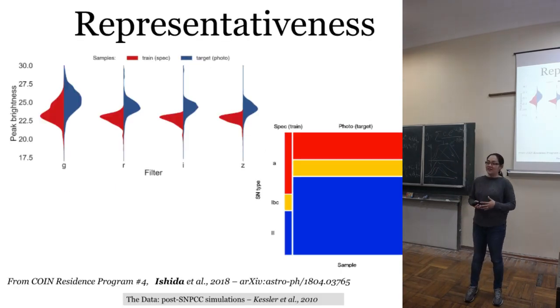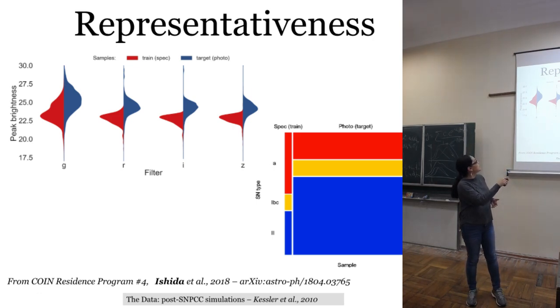And all this bias that I mentioned comes in different flavors. You see here I have the training sample in red and the target sample in blue. So you see that you have whole regions of the parameter space.